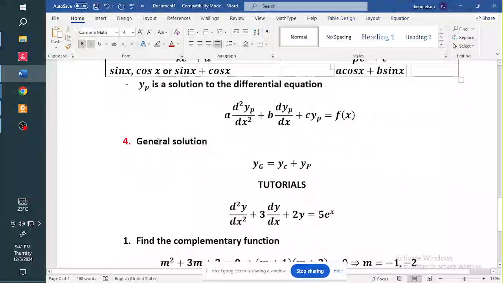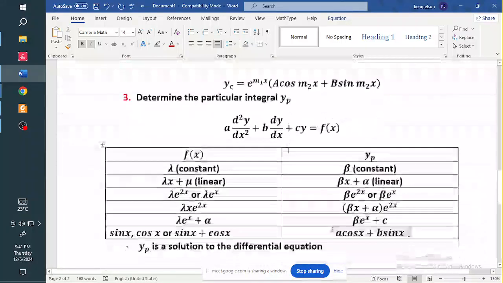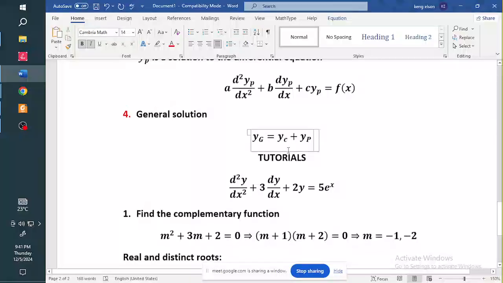So lastly is what we call the general solution, and in the general solution we are summing the complementary function and a particular integral. So when we sum the complementary function and a particular integral, we have our general solution. That is actually where we are heading, because at the end of the day, doing all of these things previously is to arrive at the general solution, which is the sum of a complementary function and a particular integral.